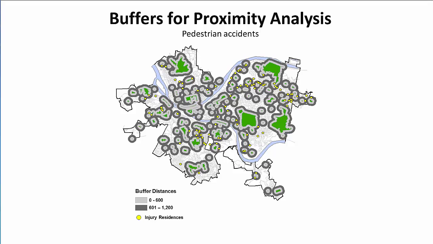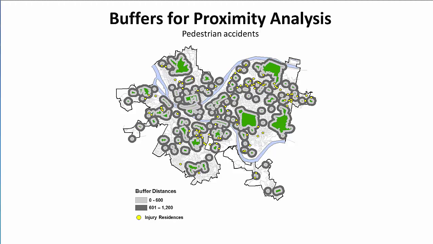The buffers that we see here are in two distances around parks. The first is a 0 to 600 foot buffer, and then a 601 to 1200 foot buffer. That's overlaid then with the locations of the injuries of the residences of the kids, and those are the yellow dots that you see here. So by having these two layers, you could spatially join the layers together and then count how many injuries were within each buffer.